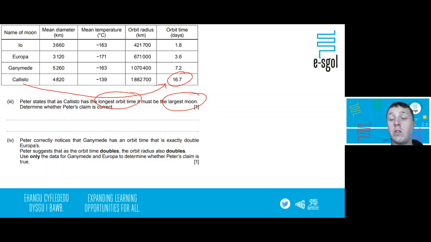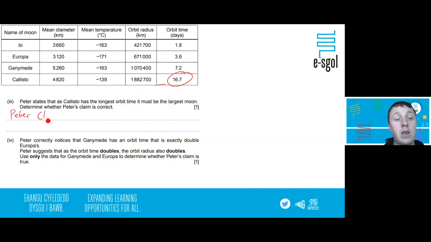So this is a question to do with understanding that orbit time and size of moon is not linked. So it's a 1 mark question: is Peter's claim correct or incorrect? So you could say Peter is false, or Peter's claim is false. And you have to justify why. So hopefully it's clear. If Peter's claim is false, you have to justify.